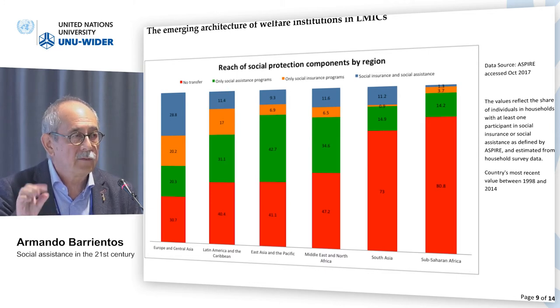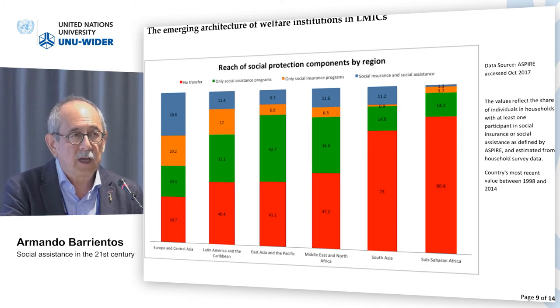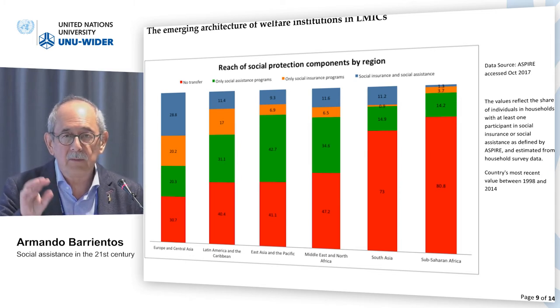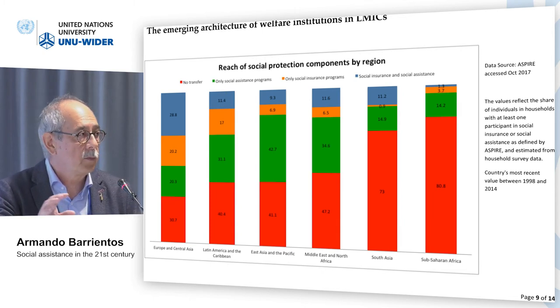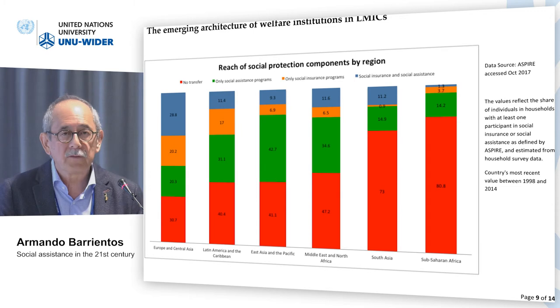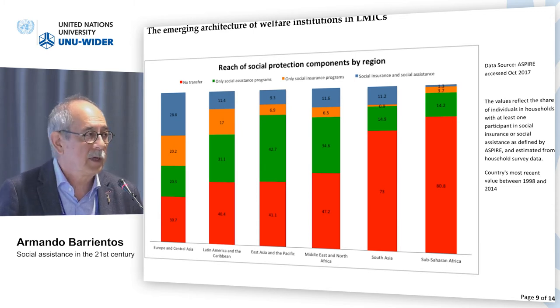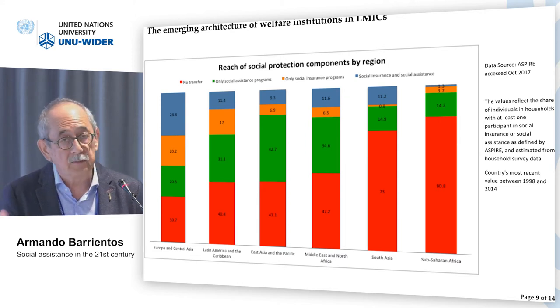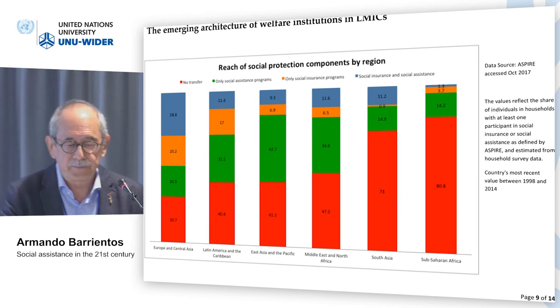Now, the takeaway from this is that basically social assistance, in terms of the number of beneficiaries, in terms of the reach of the program, is the dominant component of social protection. Of course, if you look at it in terms of budgets, the opposite is the case. Social insurance is much more significant than social assistance. But if you look at it in terms of the number of beneficiaries, then social assistance is important.